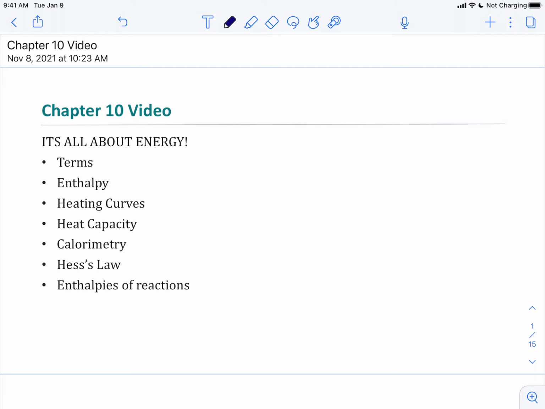It's super important. And the chapter has some advanced topics, and some are not even listed here, and even the last three here I'm just going to touch on briefly. So the majority of the video will be those first four topics. And the first thing I want to talk about is some terms that you get introduced to. And the first thing is state functions.